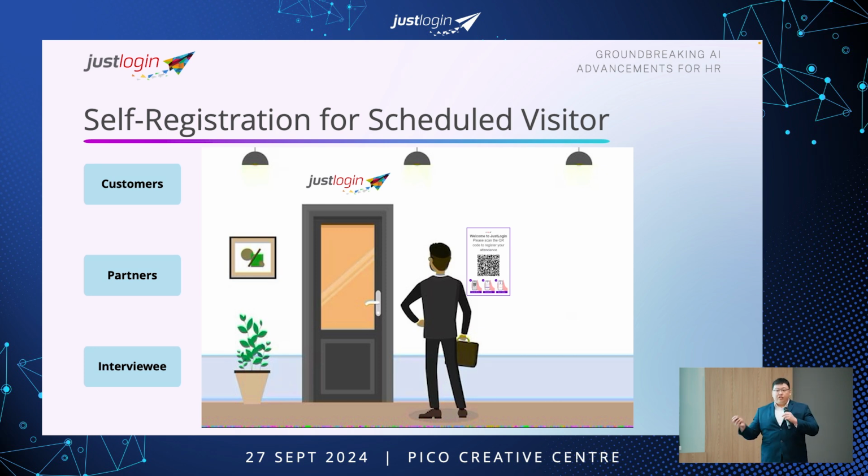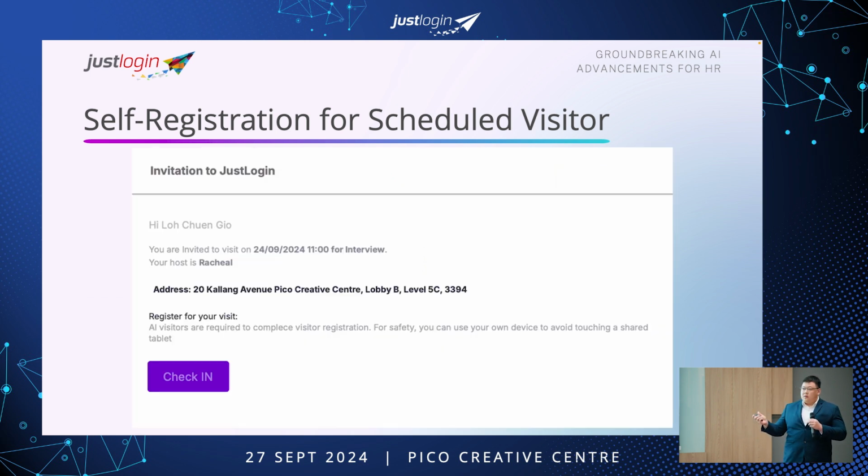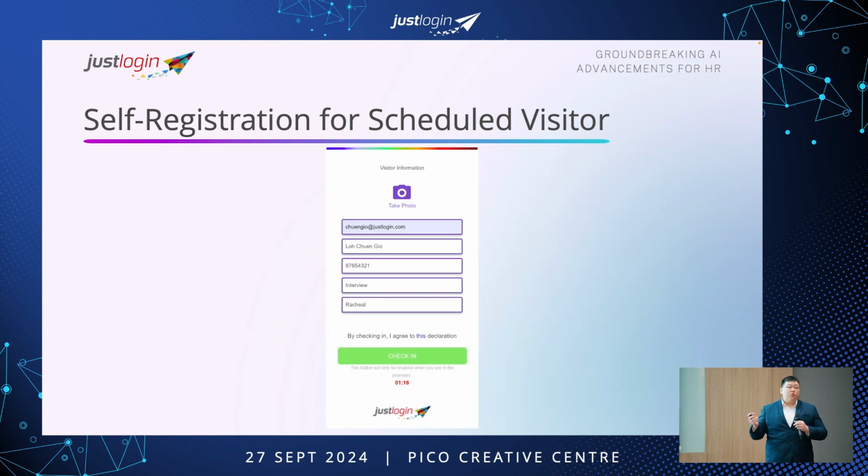So for registration, there are two parts to it. First, self-registration, and second, assisted registration. So for self-registration, for scheduled visitors such as our customers, partners, or maybe interviewees, what can they do? They can simply open up their email invitation, click on this check-in button, and they will be redirected to a pre-filled form. All these details are actually inputted by the HR or the receptionist when they create the invite.